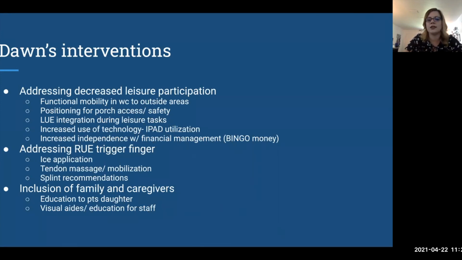Throughout all of Dawn's interventions, I've tried my best to keep her daughter, her other family, as well as the staff members informed of interventions I'm providing. I put visual aids up in her room so that staff knows, hey, we're using the lap tray now, in case I can't get to everybody in person.